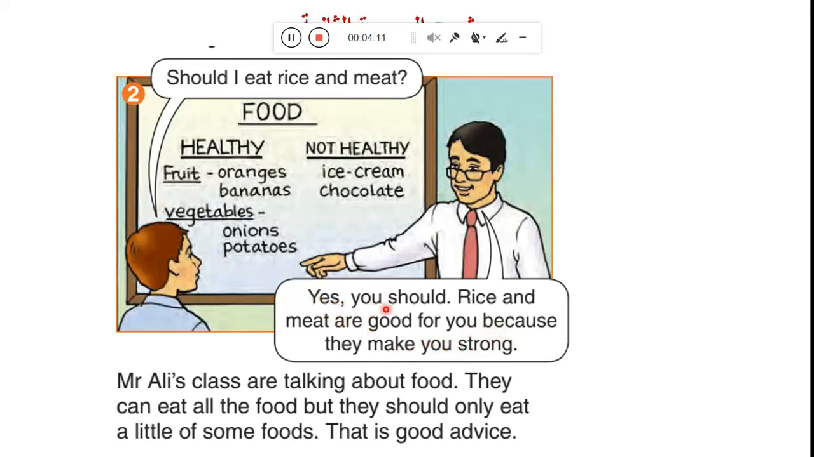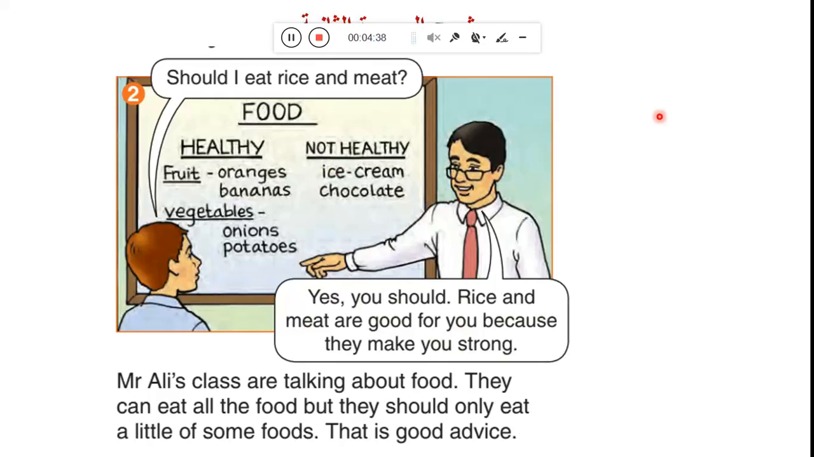Again, yes, you should. Rice and meat are good for you because they make you strong. So rice and meat make your body strong, and that is why you should eat a lot of rice and meat. That's it for picture number 2. Now we have a short activity about this picture.